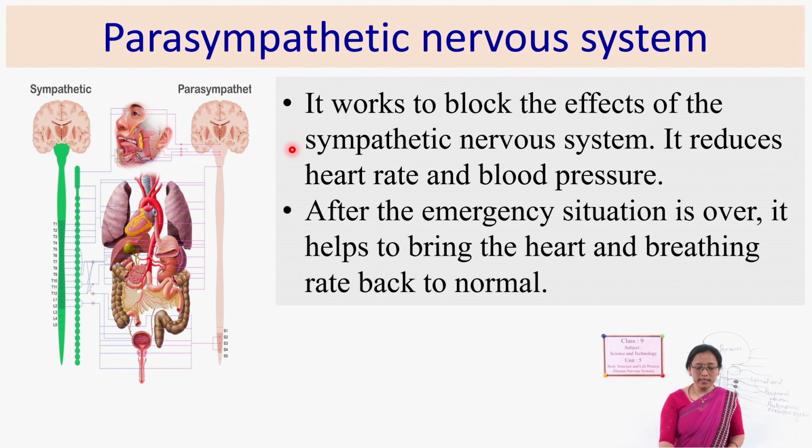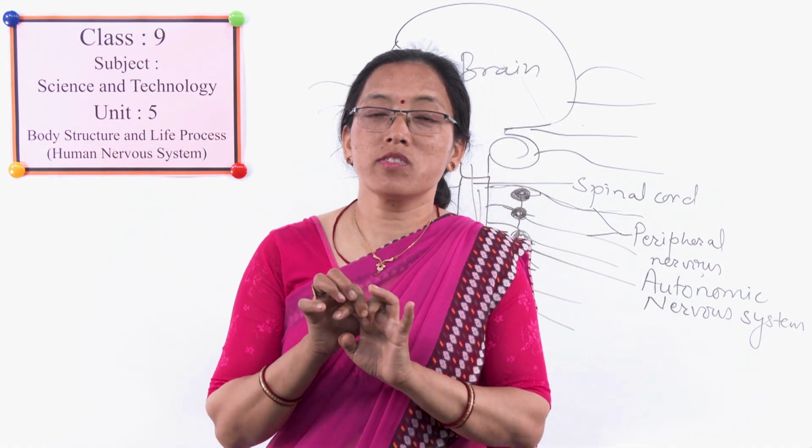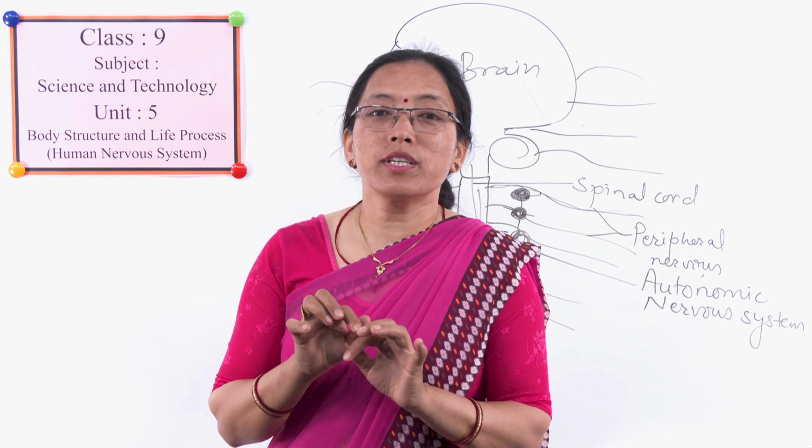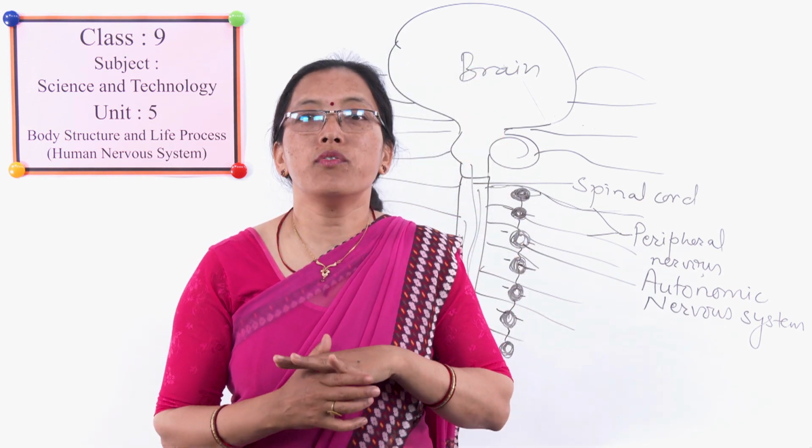Next, our breathing and the size of the blood vessels are also controlled by the autonomic nervous system. Today we discussed the peripheral nervous system, and also the autonomic nervous system. Just recall what you have learned.